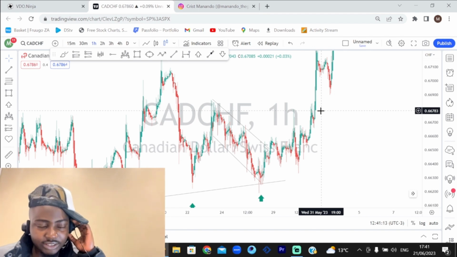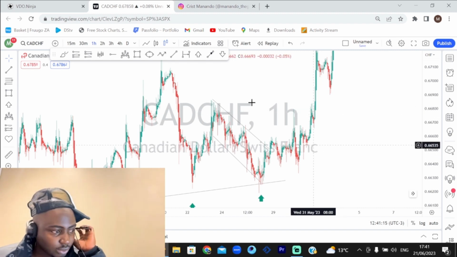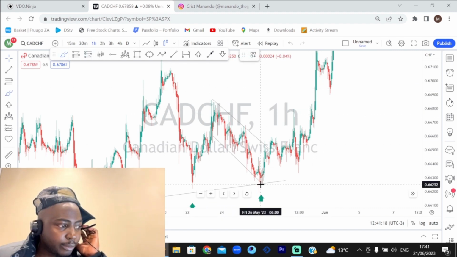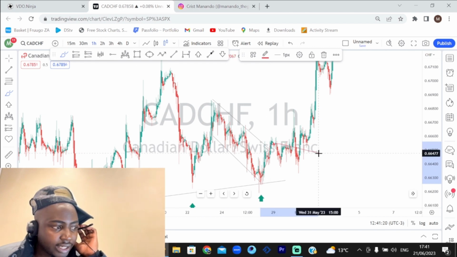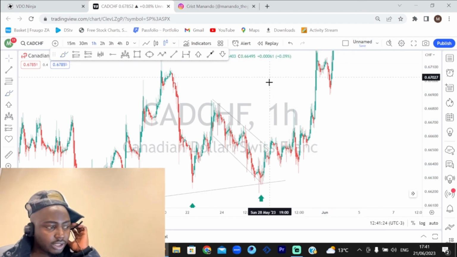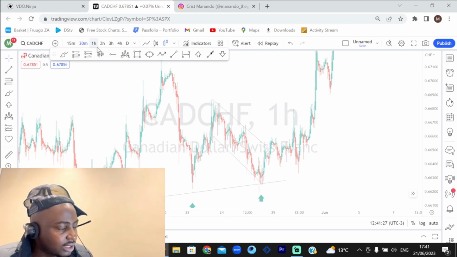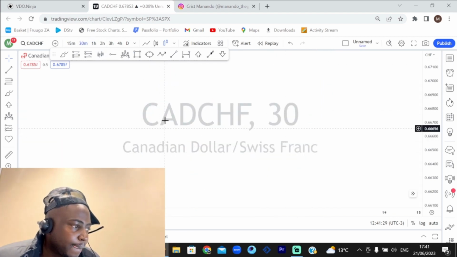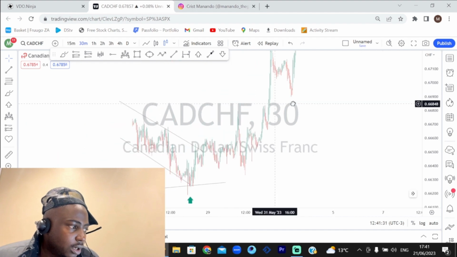So what you want, say you want the price to give you an impulse from the third touch and a correction, so you can ride that continuation. So we're going to scale down to the 30-minute time frame. Okay, cool.